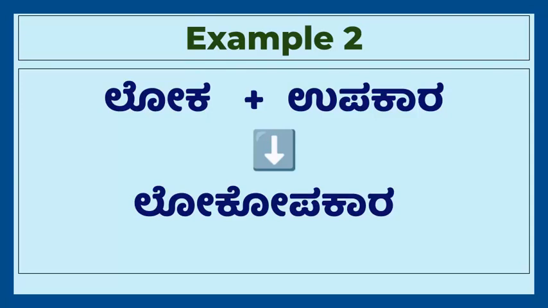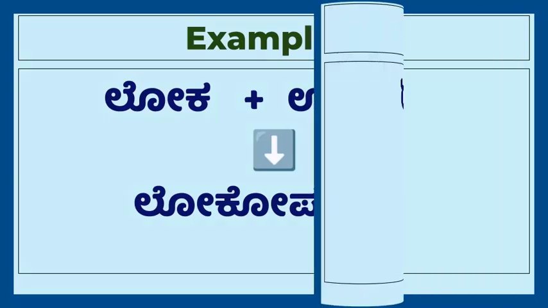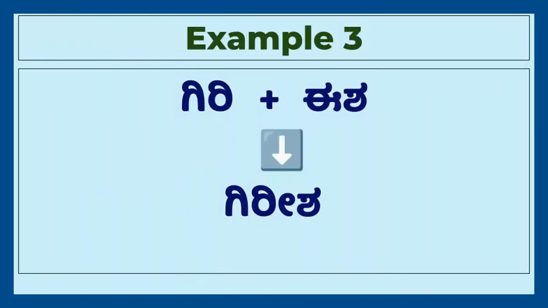Now let us look at another example. Read slowly. Loka upakara. Now if you join them together and read it again, it becomes Lokopakara. See how they joined and became single word? This is Sandhi. Now let's try one more.